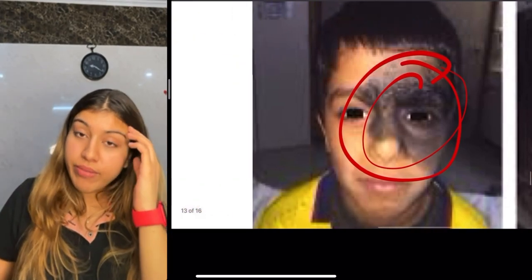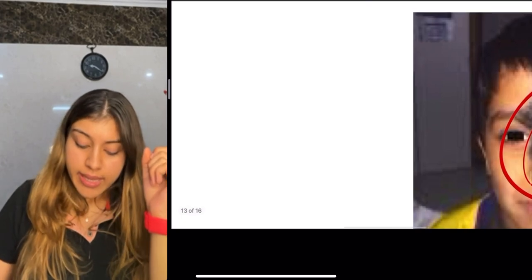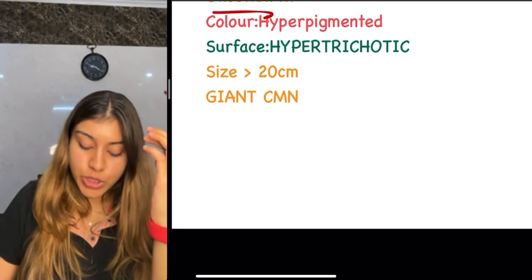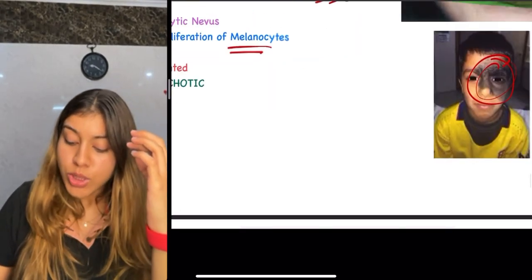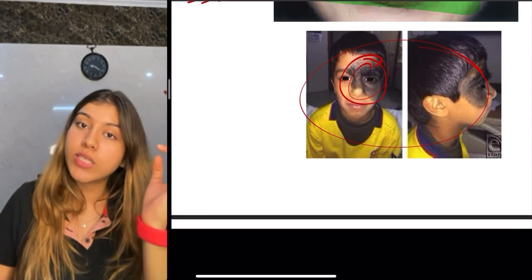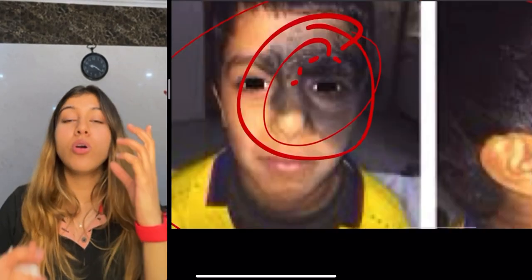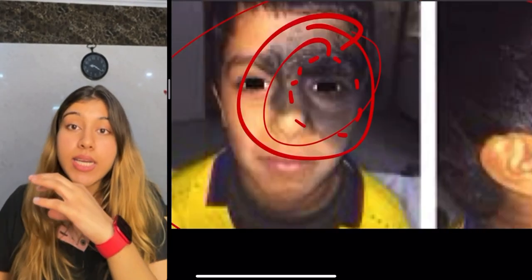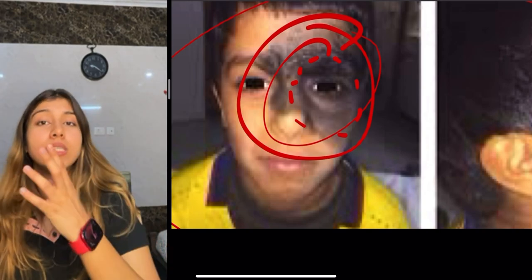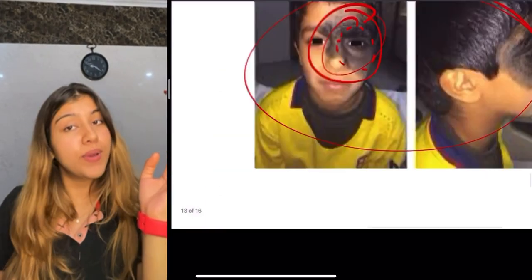When I say that it's a giant congenital melanocyte nevus, it is when the size of the hypertrichosis and hyperpigmentation is more than 20 centimeters. So I can see very clearly whether this is going to be a giant congenital melanocyte nevus. Remember, hyperpigmentation along with hair, hypertrichotic, that is going to tell me this is one, and very important, the onset is going to be since birth. They'll see that this child has had this since birth. It's going to be very hairy on one side of the face. I hope you guys have understood this.